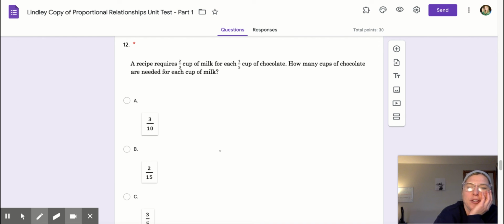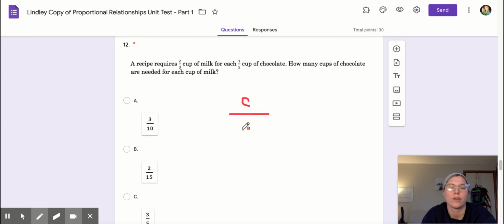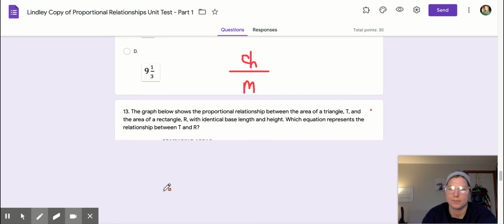Okay, a recipe requires 2/3 cup of milk for each 1/5 cup of chocolate. How many cups of chocolate are needed for each cup of milk? So they want to know chocolate over milk. I'll put a CH. So you need to do chocolate over the number of how much milk. Put it in your calculator. Remember this line means to divide. So see which one you get.